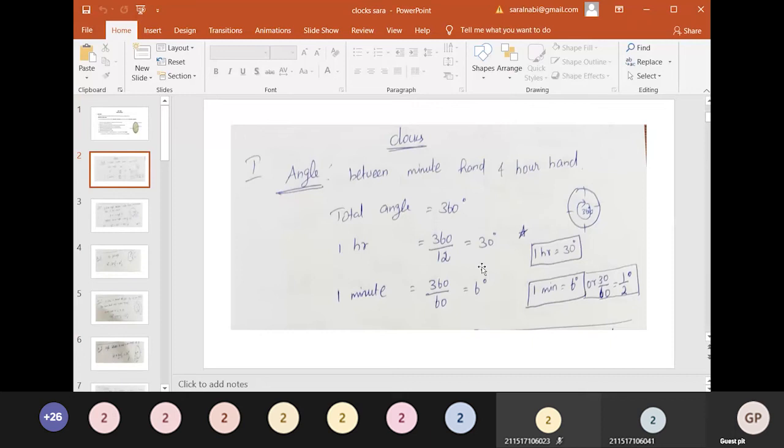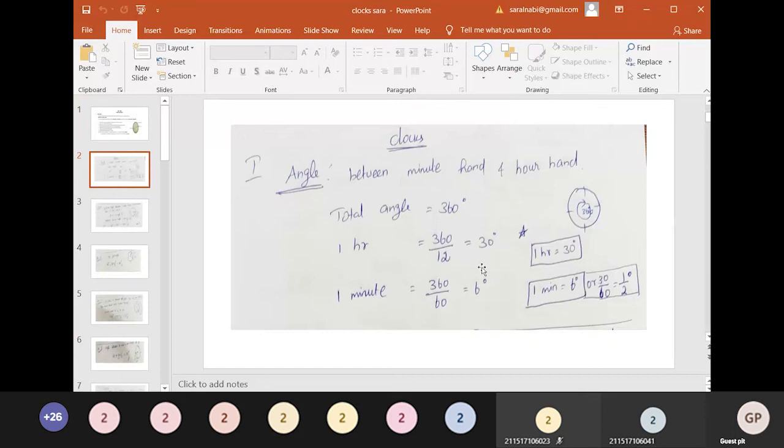The first one is the angle between the minute hand and the hour hand. We know that the total angle is 360 degrees. When you take the hour hand, 12 hours equals 360 degrees, so 1 hour equals 30 degrees. Likewise, when you take the minute hand, 60 minutes, a complete rotation, equals 360 degrees.